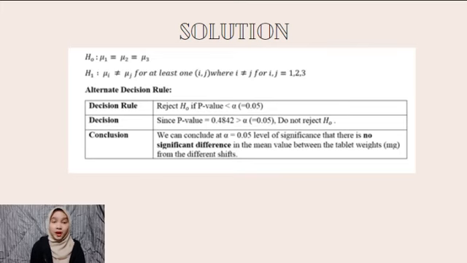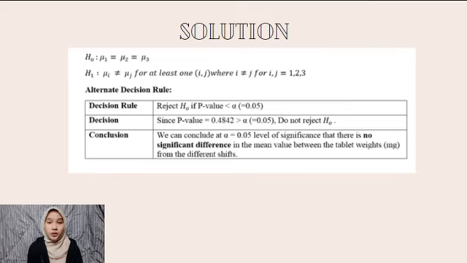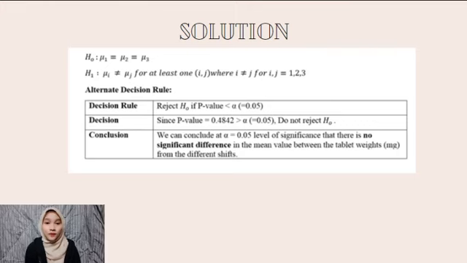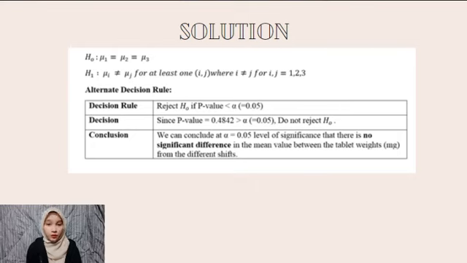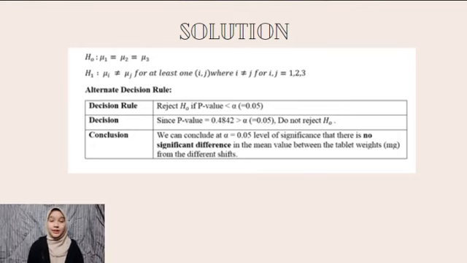The solution starts with H0, where under H0 the means mu1, mu2 and mu3 are all equal, whereas under H1 mu i is unequal to mu j for at least one pair i, j. The decision rule is to reject H0 if the P value is smaller than the level of significance alpha, which is equal to 0.05. Since the P value given by Excel is 0.4842, which is greater than 0.05, the decision is to not reject the hypothesis H0.